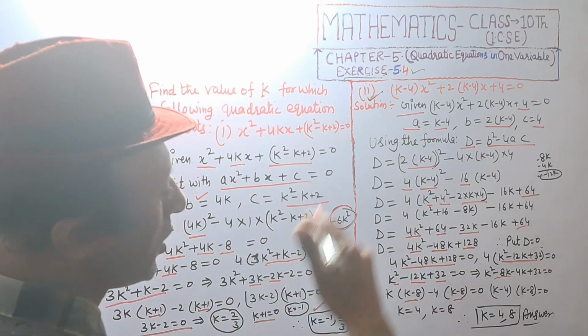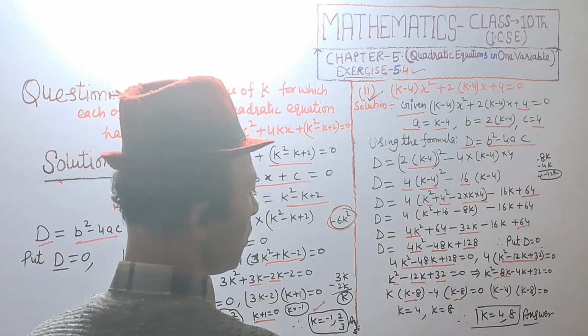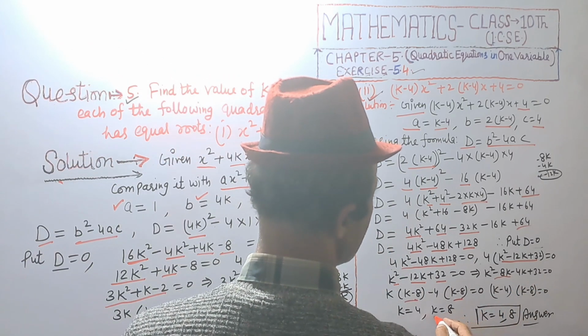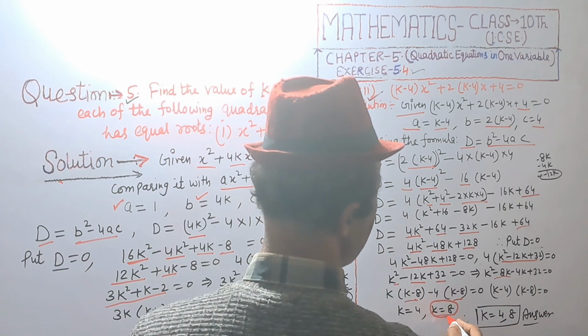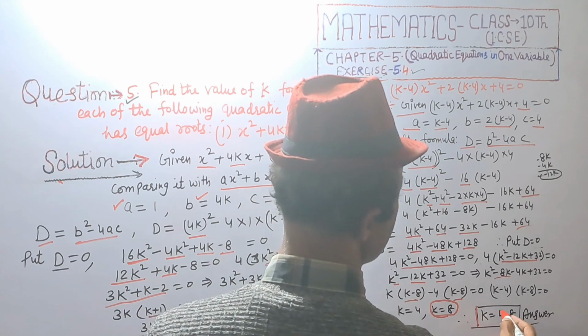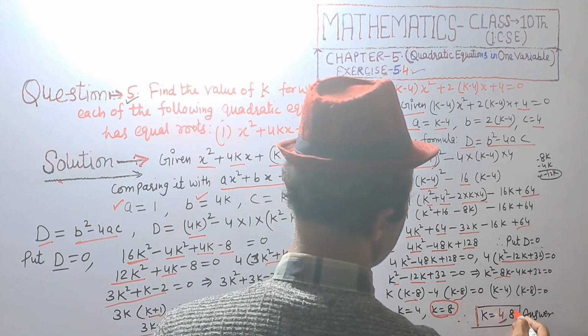k minus 4 equal to 0 means k is equal to positive 4, and k minus 8 equal to 0 means k is equal to positive 8. So we get the value of k is equal to 4, 8. Answer.